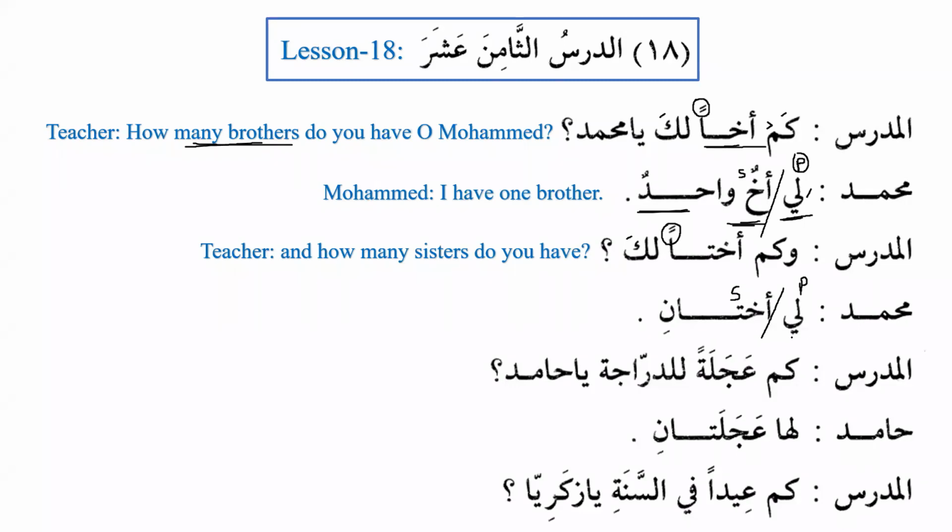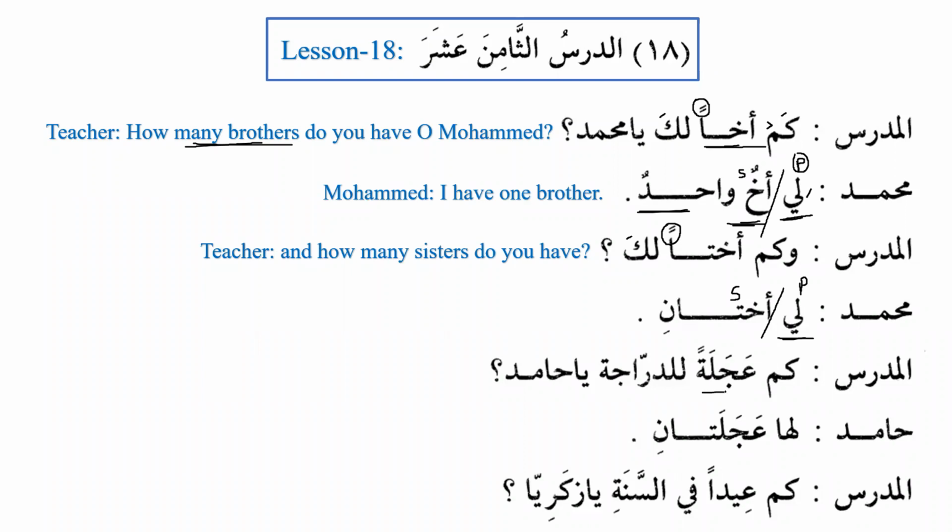We have learned that whenever jar majroor comes in the beginning of the sentence, then generally the noun that comes after that, even if it is subject, it will be indefinite. We have learned earlier that the subject is definite, right? But now there is a possibility over here that the subject can be indefinite, but then there has to be a condition, and the condition is when the khabar is jar majroor and it comes in the beginning of the sentence. Kam ajalatan lid-darrajati ya Hamidu.